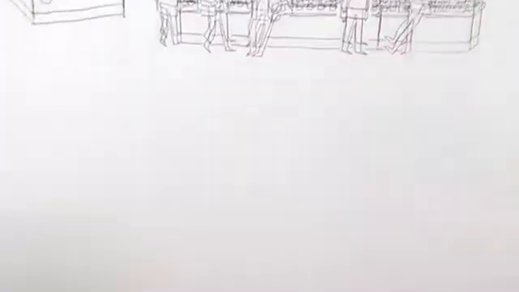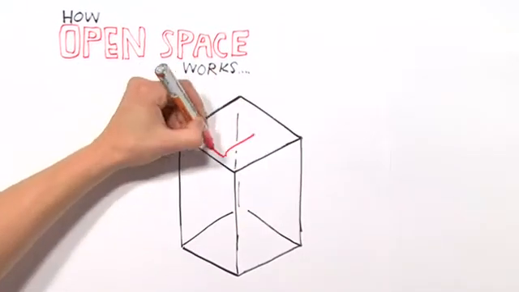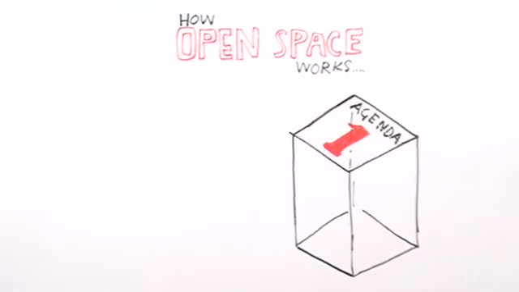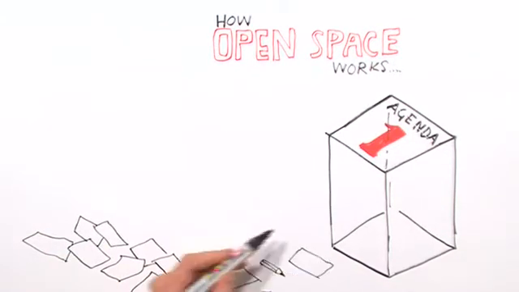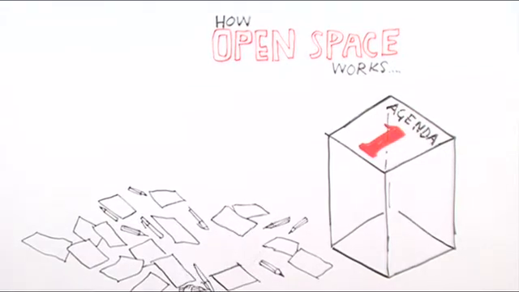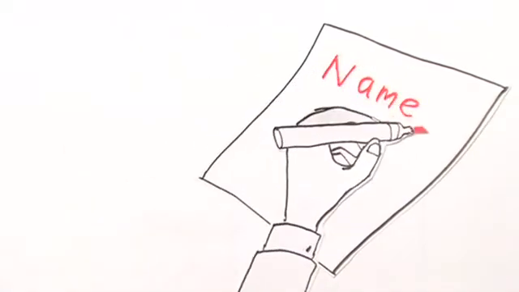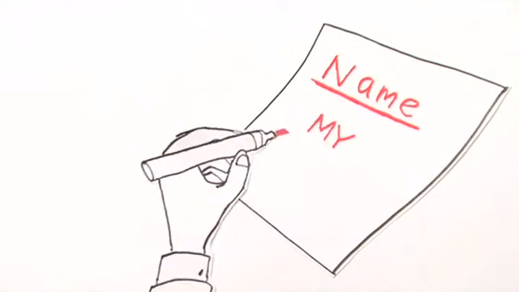In terms of how OpenSpace works, there are 4 parts to it. The first is the agenda creation process, and that's why you've got these bits of paper and pens in front of you. So once I finish explaining the process, I want you to go and find a bit of paper and a pen, put your name on it, and write down a topic or a question that you want to invite people to come and explore with you today.